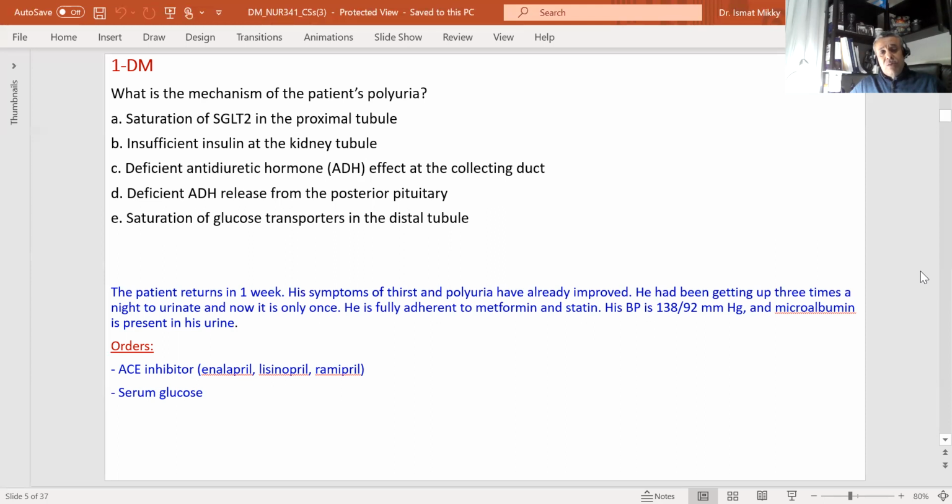So the metformin works by blocking gluconeogenesis, which is the conversion of protein to glucose. It will block the conversion of protein to glucose. That's the mechanism of action of metformin. Because metformin doesn't increase insulin level, it doesn't increase weight gain.